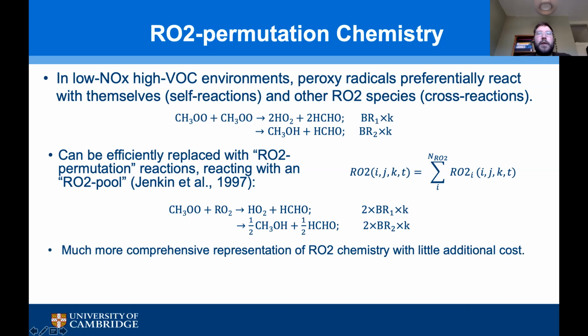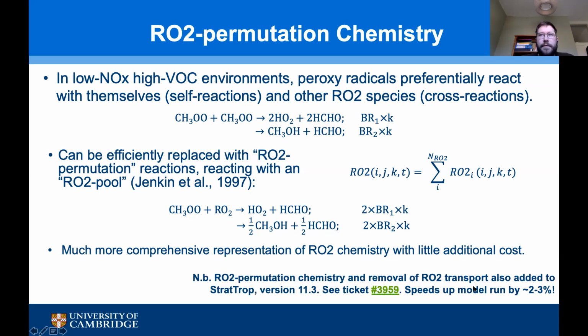The problem is that when you have 50-odd RO2 species, if you try and explicitly do each of those reactions, it becomes an n factorial problem. This way you get to represent all of those reactions with much fewer reactions in your mechanism. And I've also added this to StratTrop, which I did on the way. Having removed the RO2 transport actually speeds up the model by a few percent.